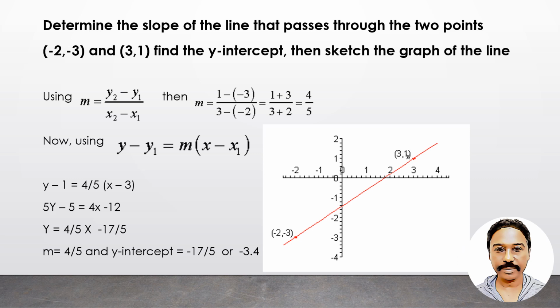Sketching the graph, you just draw the y-axis and x-axis, and then you plot the points 3, 1 and -2, -3, and then connect them by a straight line. As you can see, it's shown here by the red drawing.